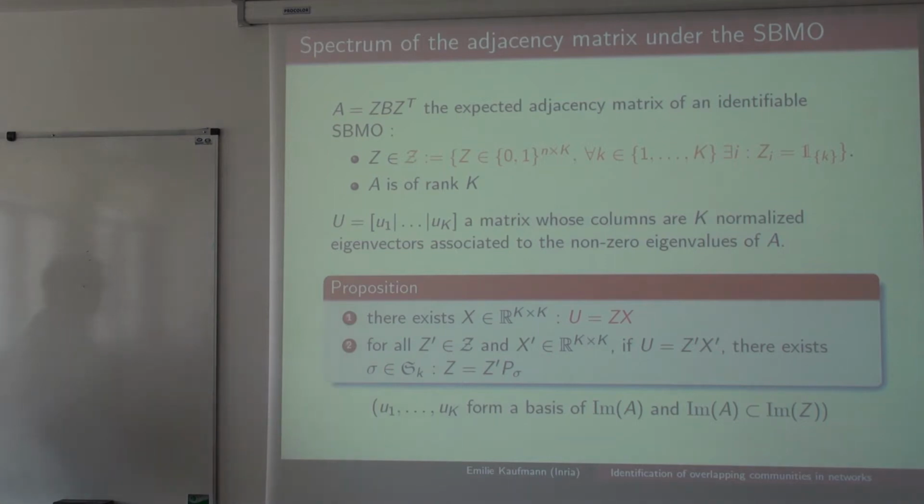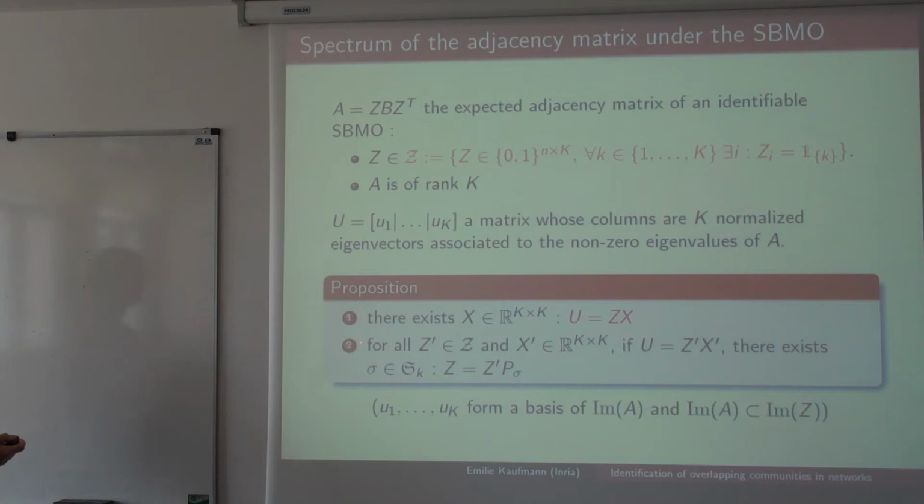So actually, these vectors u1 up to uk form a basis of the image of A. And because of this writing, you can see that the image of A is included in the image of Z. And therefore, there will exist some matrix X of size k by k, such that U can be written as Z multiplied by X. And this is the key decomposition that we will use to recover the matrix Z. And actually, if there is a decomposition of U of this form, we can prove that Z prime must be equal to Z up to a permutation.